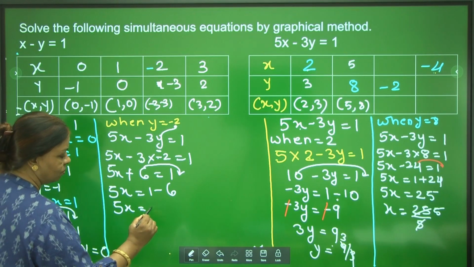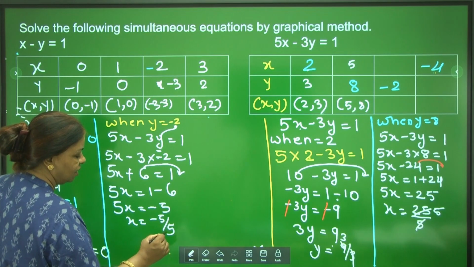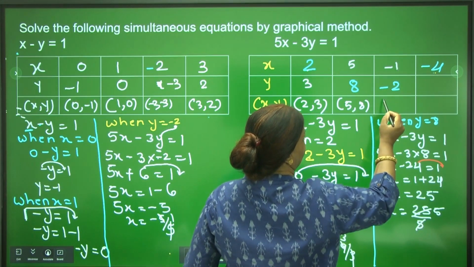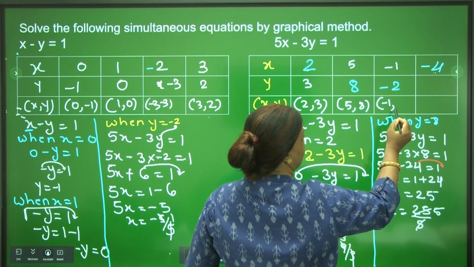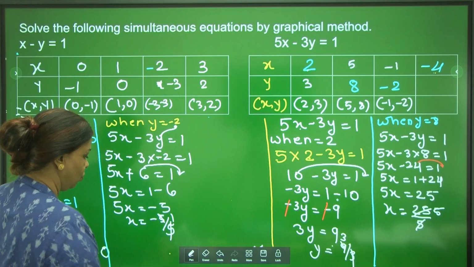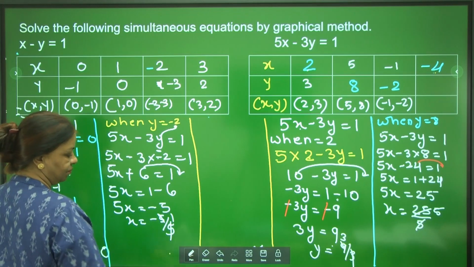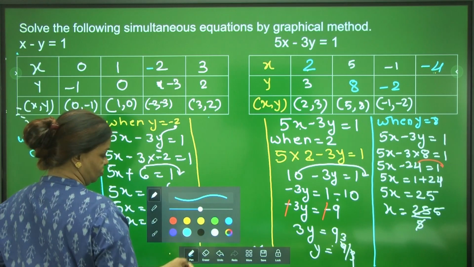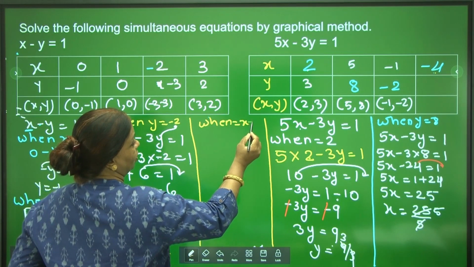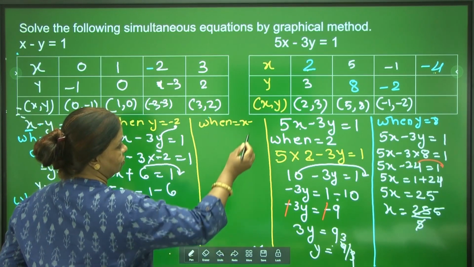5x is equal to minus 5. So x is equal to minus 5 upon 5. 5 5s get cancelled, 1. So you will be getting minus 1. So when x is minus 1, y is minus 2. Here it is given x has minus 4 to take. So let's take that, draw the line. So when x is equal to minus 4.